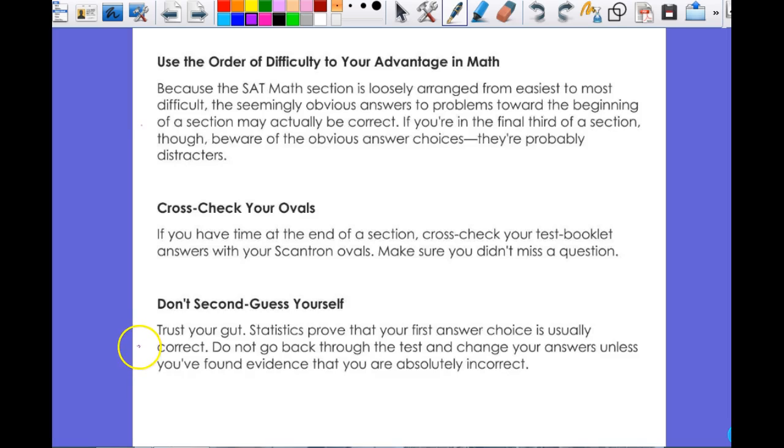Don't second guess yourself. I know that's way easier said than done. But trust your gut. Statistics prove that the first answer choice is usually correct. Do not go back through the test and change your answers unless you have found evidence that you were absolutely incorrect. If you're looking back through your stuff and you see that you put 2 times 3 equals 5, please go back and second guess yourself, because you're wrong, okay? Or you realize you did a totally wrong process. But if you're sitting there overthinking it, you just need to move on and hope that you were right, or you might be changing something right to something that's wrong. And again, we're all pretty good at overthinking things.